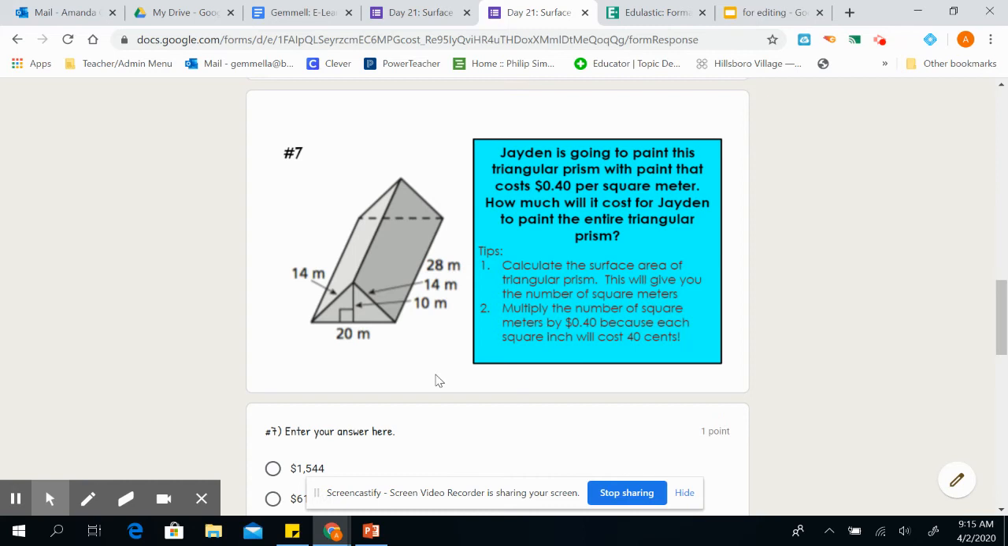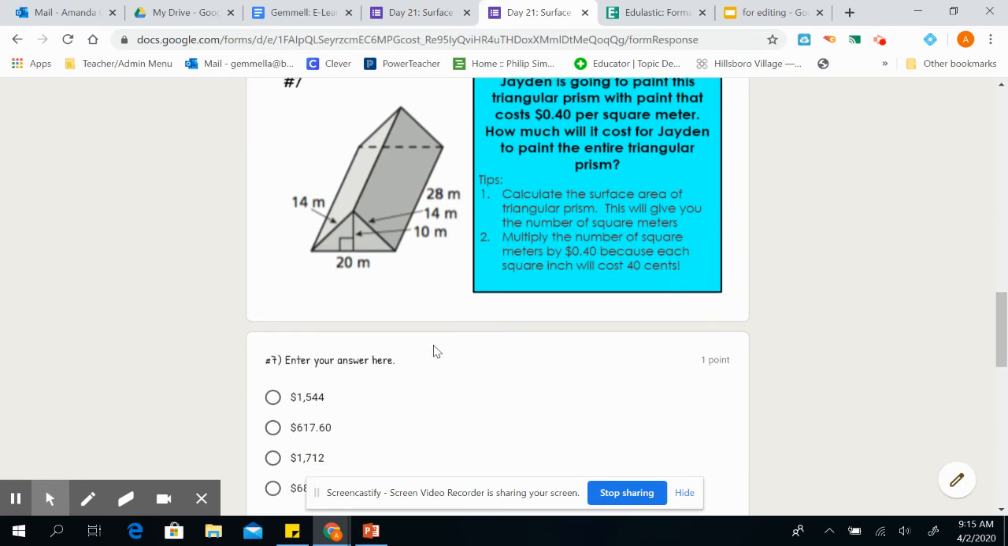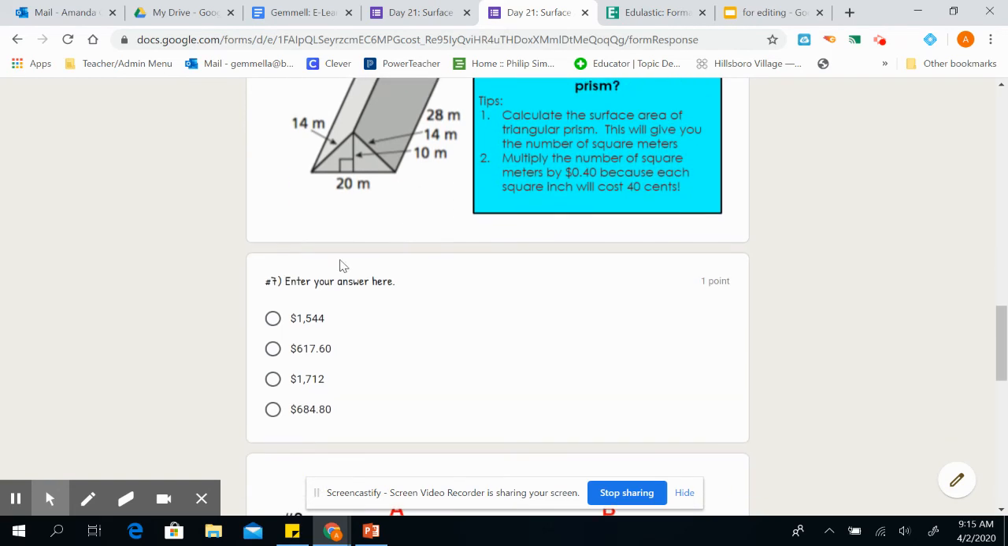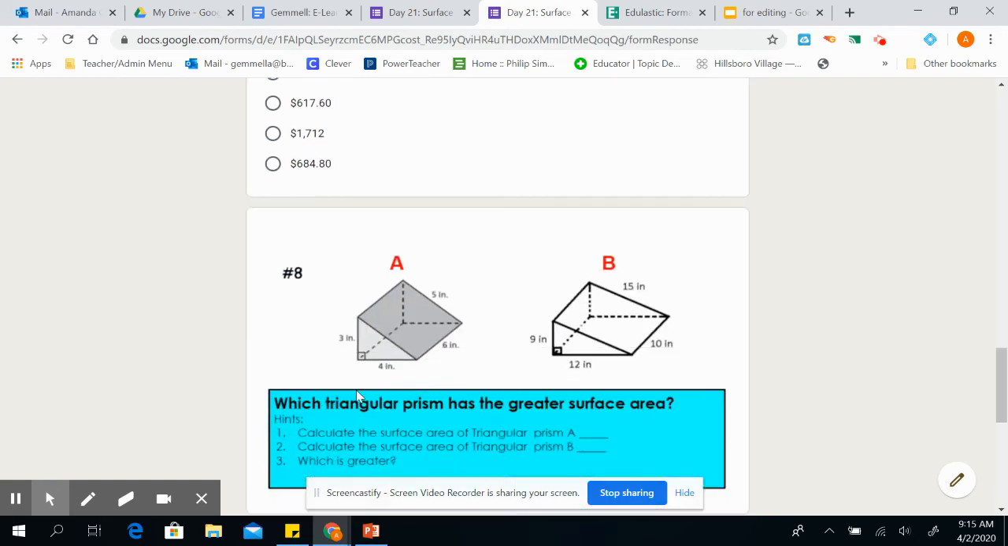So Jaden is going to paint this triangular prism with paint that costs 40 cents per square meter. How much will it cost Jaden to paint the entire triangular prism? Step 1, calculate the surface area of this whole triangular prism. That'll tell you the number of square meters. Step 2, multiply the number of square meters by 0.4 because each square inch, that should say meter, will cost 40 cents. Okay, and then once you get your total cost, select your answer choice here.